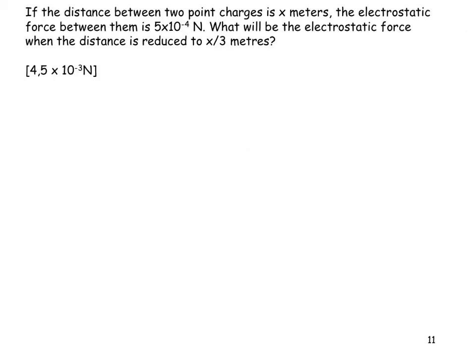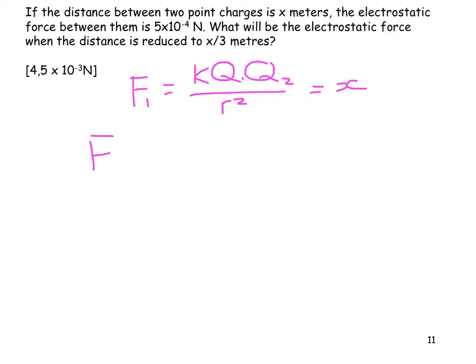If the distance between two point charges is given as x, and the electrostatic force is that, what would the electrostatic force be when the distance was reduced? So let's go with our first F. Our first force is equal to K Q1 Q2 over R squared, and that is equal to 5 times 10 to the negative 4 newtons.